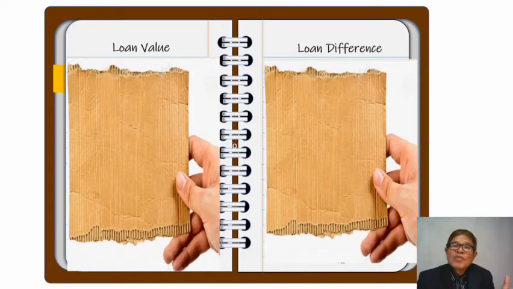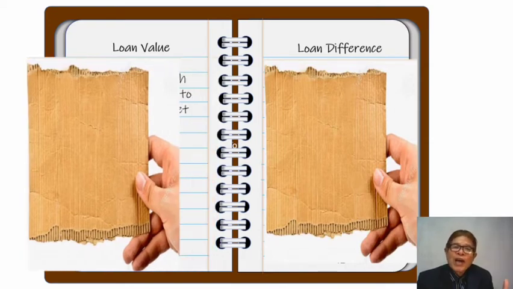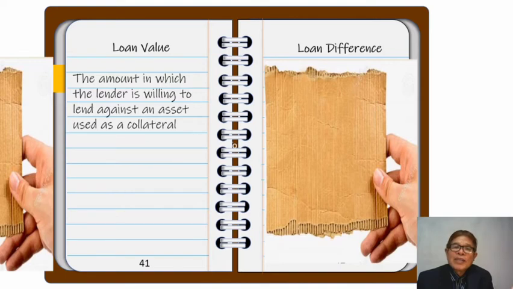What is loan value? Loan value is the amount which the lender is willing to lend against an asset used as collateral. When a loan applicant applies for a loan, the property will be appraised, and the lender, like a bank or Pag-IBIG, puts up a certain amount of loan value for such property after appraisal. The difference will be the equity of the buyer.